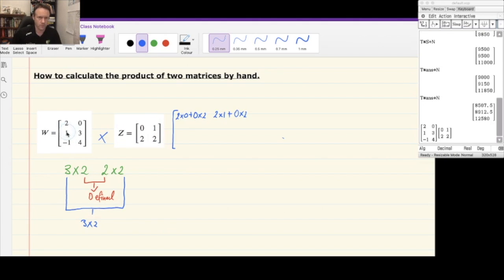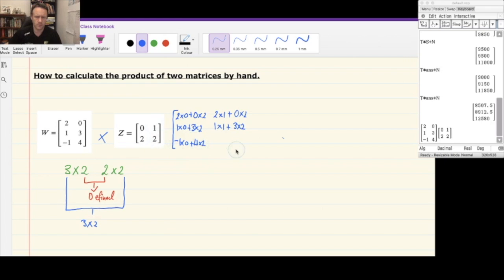Row 2: 1 by 0 plus 3 by 2, then 1 by 1 plus 3 by 2. No more to go there, so down to the bottom row. Minus 1 times 0 plus 4 by 2.